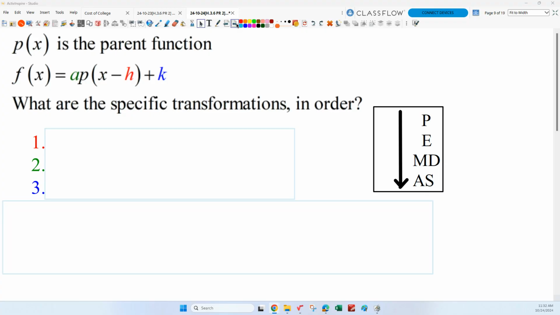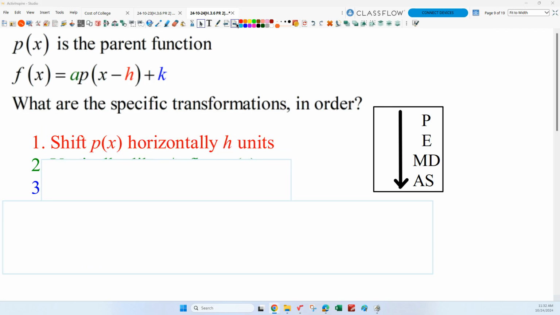All right, so now it's been drilled into your heads that we simplify things by using PEMDAS. If we followed PEMDAS, what would be the order of the transformations we would have to do to this parent function? So parentheses first. The first thing we would do is the horizontal dilation, h. That'd be step 1. So parentheses, what would be next?